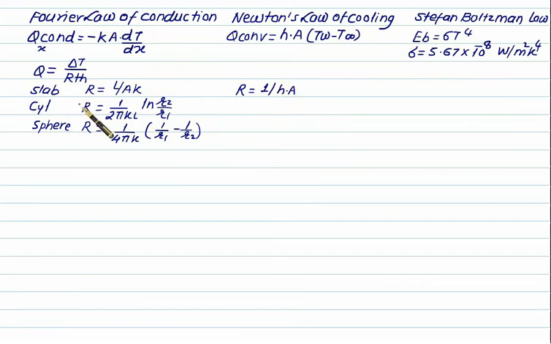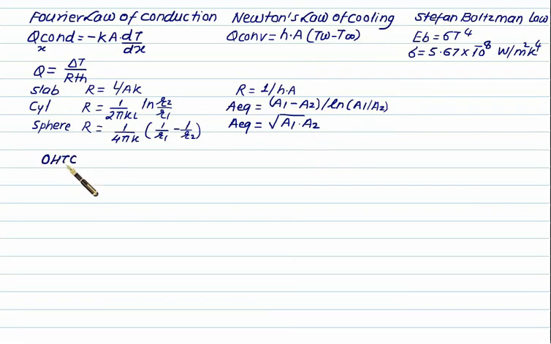If we solve the problem of a cylinder using a slab, then you have to calculate the equivalent area, which is given by (A1 minus A2) divided by natural log of A1 by A2. At this time, the thickness will be equal to R2 minus R1. If we solve the sphere problem using a slab, then the equivalent area is simply the geometric mean, that is the square root of A1 into A2.